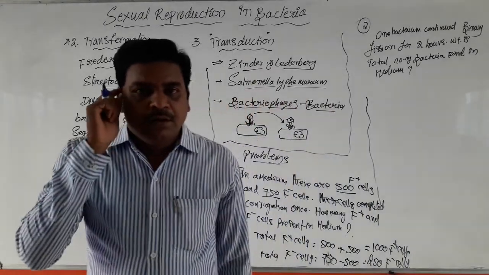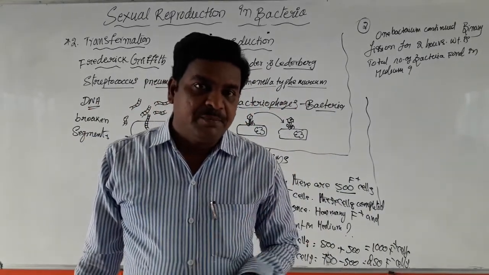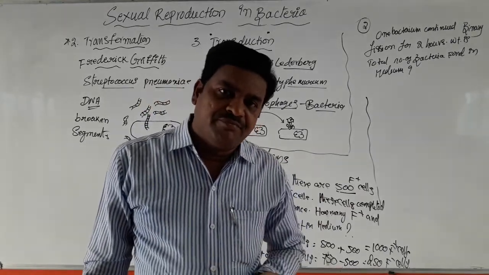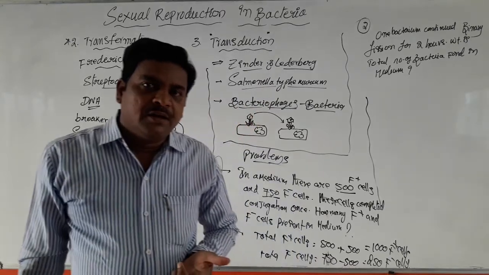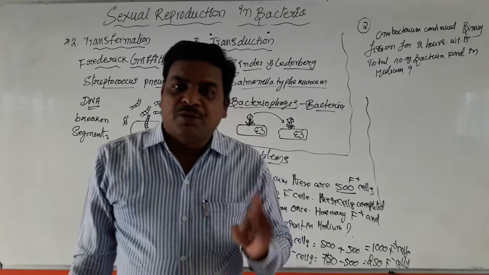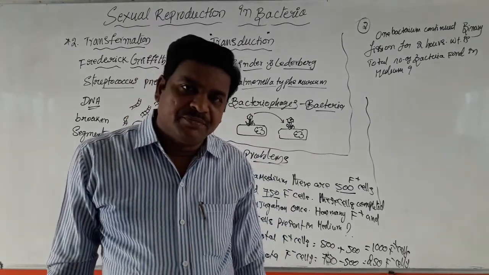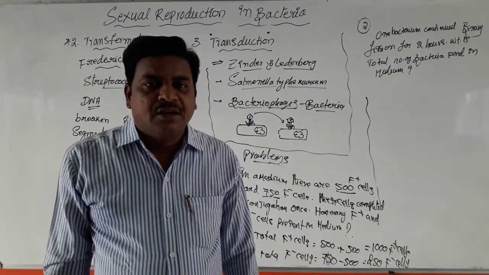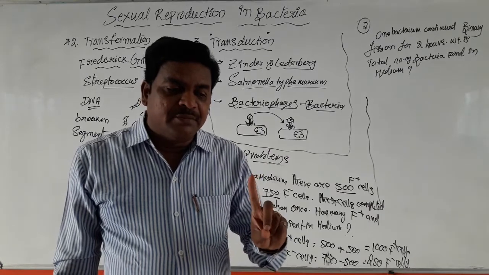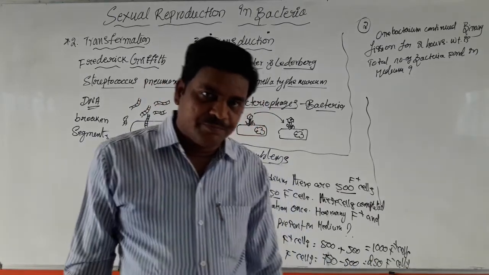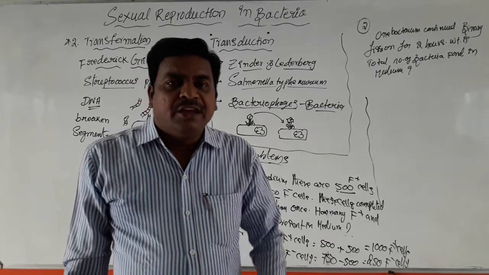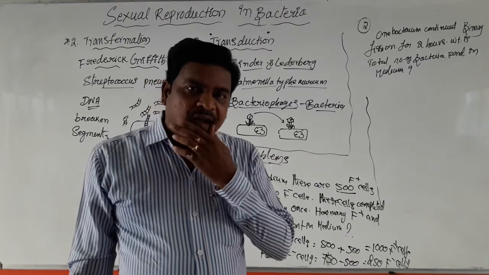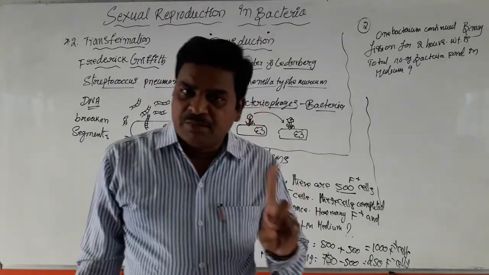Students, every bacterial cell divides by binary fission once every 20 minutes. That is called generation time. How much time is required to complete the process of binary fission in one bacterium? 20 minutes is required. Means for every 20 minutes one bacterium is multiplied into 2 bacterial cells. Means in every binary fission the number of cells is doubled. It takes 20 minutes for one binary fission.